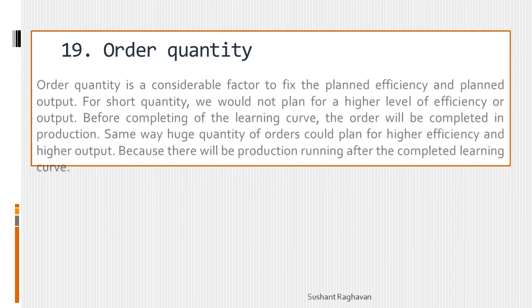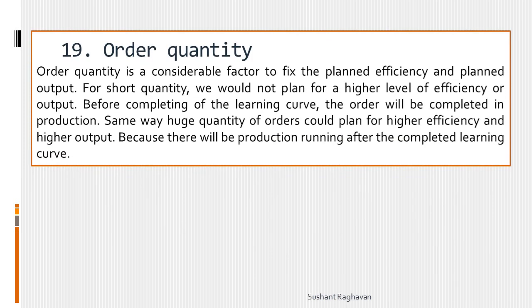Order quantity. Order quantity is a considerable factor to fix the plant efficiency and plant output. For short quantity, we would not plan for a higher level of efficiency or output. Before completing the learning curve, the order will be completed in production. In the same way, a huge quantity of orders could plan for higher efficiency and higher output because production will be running after the completed learning curve.